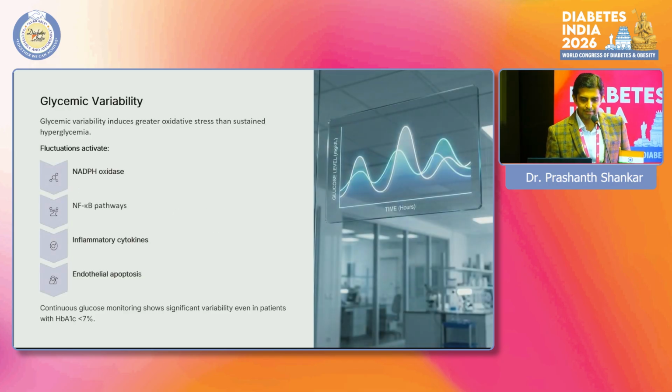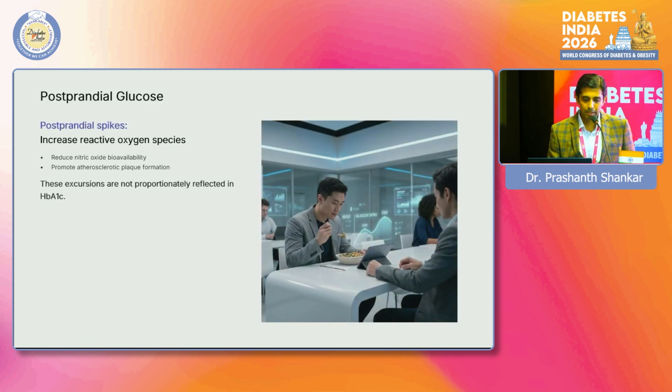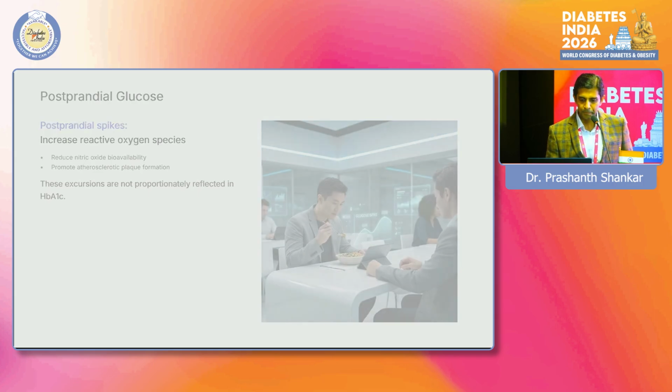This is glycemic variability, where the fluctuations activate NADPH oxidase, the NF-kB pathways, the inflammatory cytokines, and the endothelial apoptosis. And this can happen even when the HbA1c is less than 7. Postprandial hyperglycemia has always been known to be a critical component of endothelial dysfunction, and these excursions are not proportionately reflected in the HbA1c.